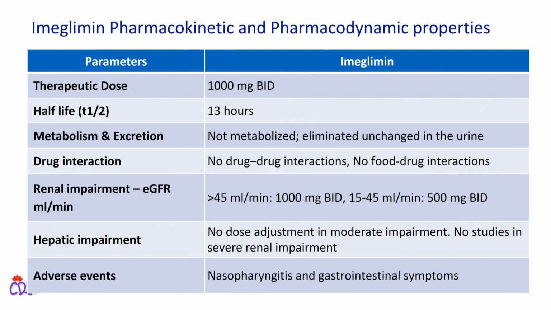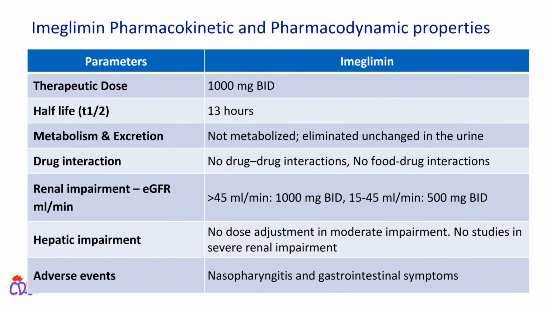In the last 10 years, I've reviewed the pharmacology. I haven't seen any significant drug interaction. Renal impairment can be used between 15 and 45 at 500 BID, at 1000 BID at greater than 45. No dose adjustment in the hepatic impairment. No studies in severe renal impairment, that is dialysis and eGFR less than 15.